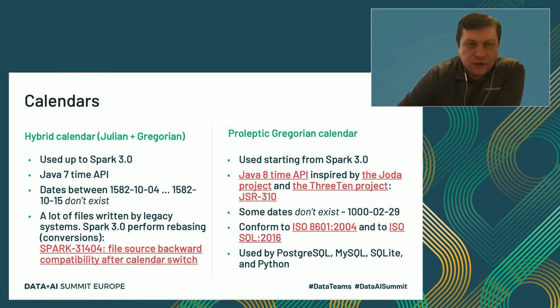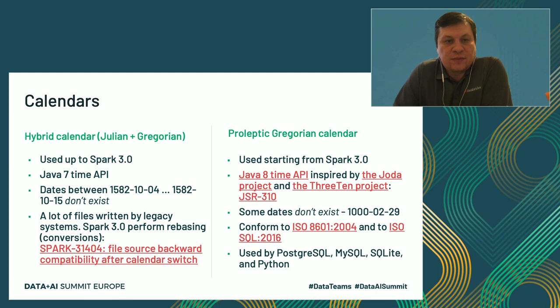Previously I talked about some days which are present in one calendar but don't exist in another one. For example, in the hybrid calendar, dates between 4 October 1582 and 15 October 1582 don't exist. But some days in leap years don't exist in the proleptic Gregorian calendar. For example, the year 1000 is a leap year in the hybrid calendar, but it is not a leap year in the proleptic Gregorian one.